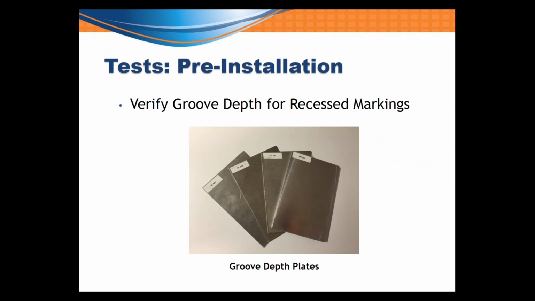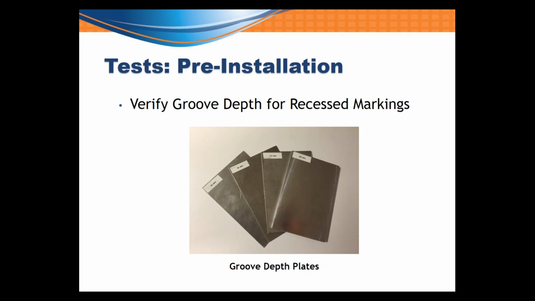First, for the pre-installation, we're going to talk about grooving depth. To assess whether a groove depth is within the allowable range, an inspector will need two plates that are narrower than the groove width and a straight edge that is wider than the groove width. One plate should be the thickness of the minimum allowable groove depth, and the other plate should be the thickness of the maximum allowable depth.